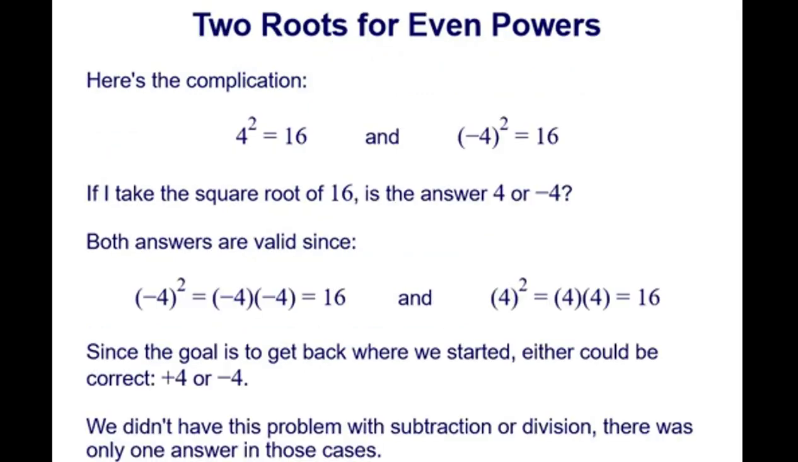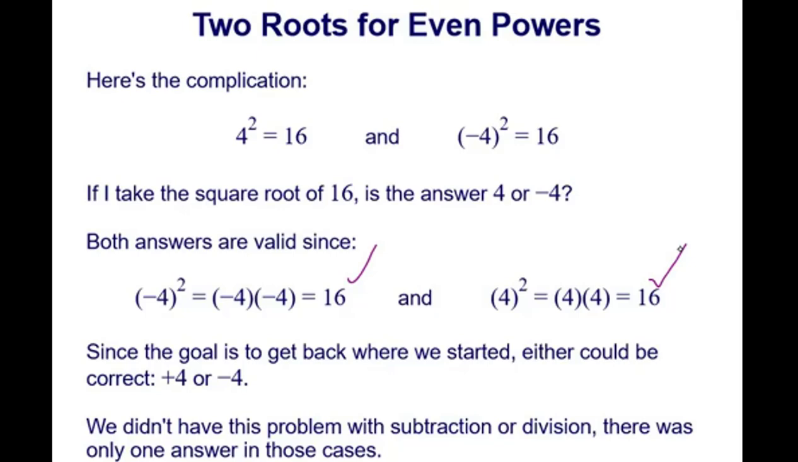So here's the complication. We know that 4 squared equals 16, but we also know that negative 4 squared equals 16. So if I take the square root of 16, is the answer 4 or is it negative 4? Well, both answers are valid. Both fit the definition of squaring a number, right? Negative 4 squared is equal to negative 4 times negative 4, which equals 16. And 4 squared is equal to 4 times 4, which is also equal to 16. So since the goal is to get back where we started when we take the square root, either answer could be correct, a positive 4 or a negative 4.